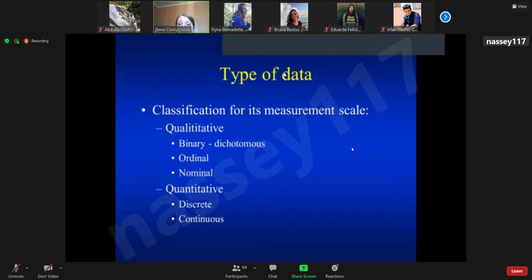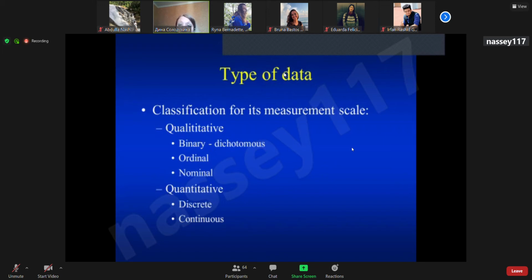So binary scale of measurement, in other words, is called dichotomous when the possible options for the studied parameter fall into two categories. For example, yes or no. If you have a parameter, smoking status, your parameter can fall into two possible categories: a smoker and non-smoker. That is called binary or dichotomous scale.